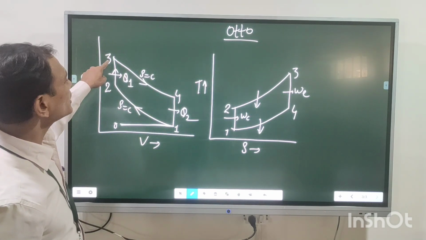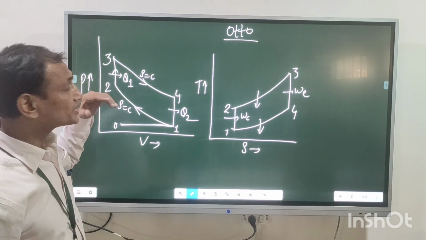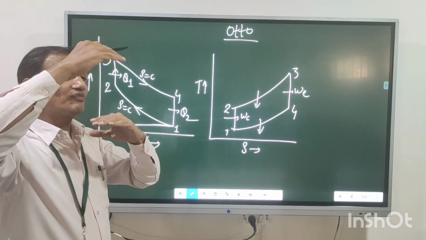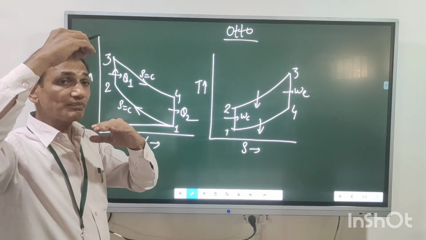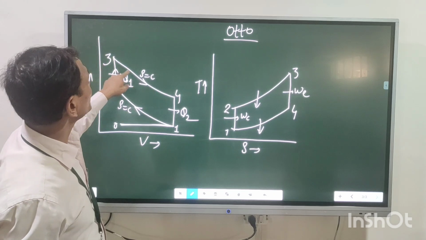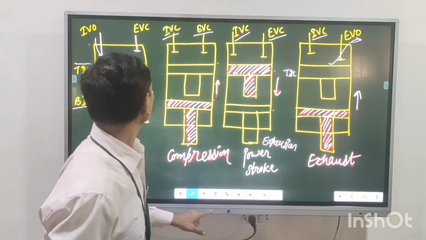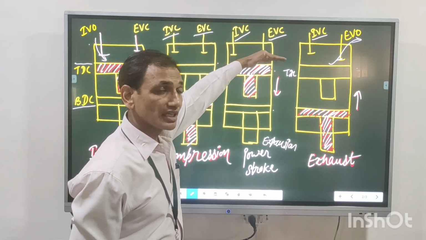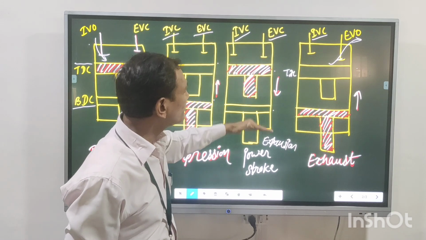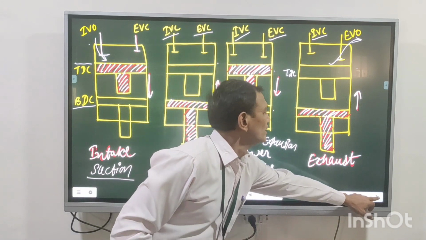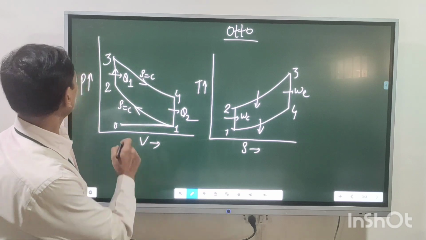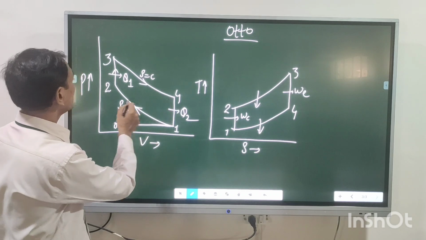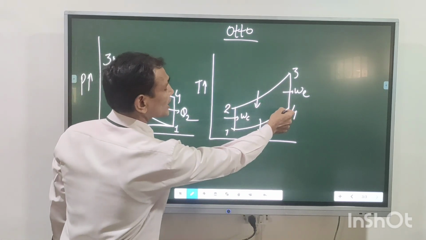Now 2 to 3 is heat addition. Before the piston reaches top dead center, the fuel is ignited with the help of the spark plug, and after that 3 to 4 is expansion. The piston moves from TDC to BDC and the volume inside the cylinder increases, the pressure decreases and the temperature also decreases.